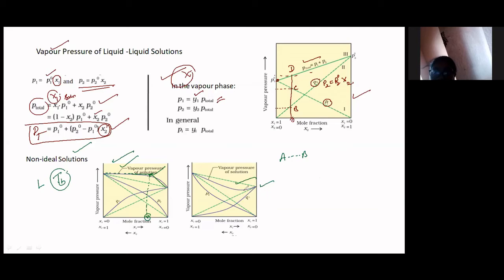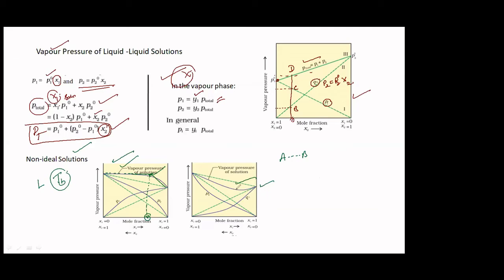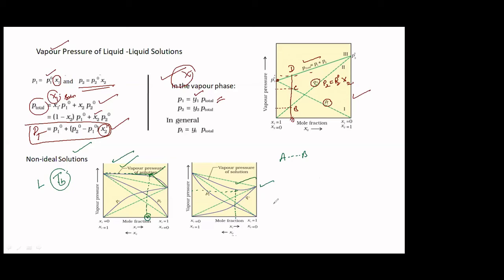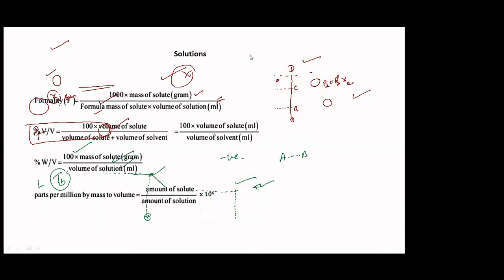Okay. Similarly, a solution which shows negative deviation will have, for some particular composition, the lowest vapor pressure, and therefore it will have the highest boiling point. So we call it a maximum boiling azeotrope. Maximum boiling azeotropes are formed only by those liquid mixtures which show negative deviation. Minimum boiling azeotropes will be shown by those liquid mixtures which show positive deviation.